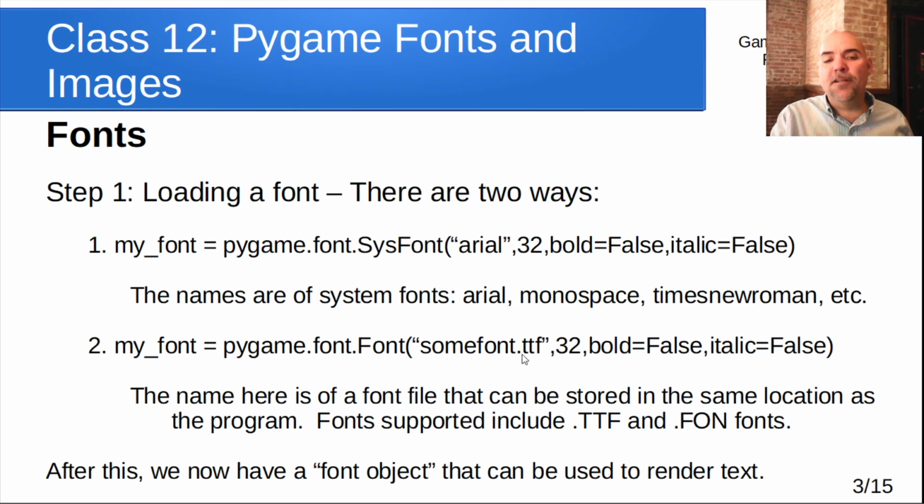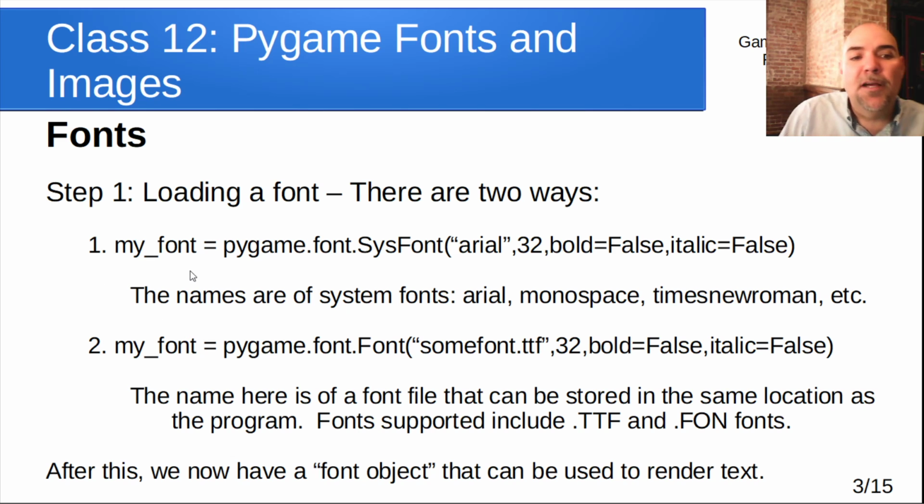So if you can find a font that you like somewhere on the internet, download the TTF or .fon file for it, put it with your program, and then you can load that without having to install it in the operating system. All right, so after that, you'll notice that both of these return something that we're storing in a variable. And what's being stored in that variable is a font object. So in other words, kind of like when we create the display surface, we say, create the display surface using pygame.display.set_mode and make it 800 by 600. Display surface after that refers now to that window.